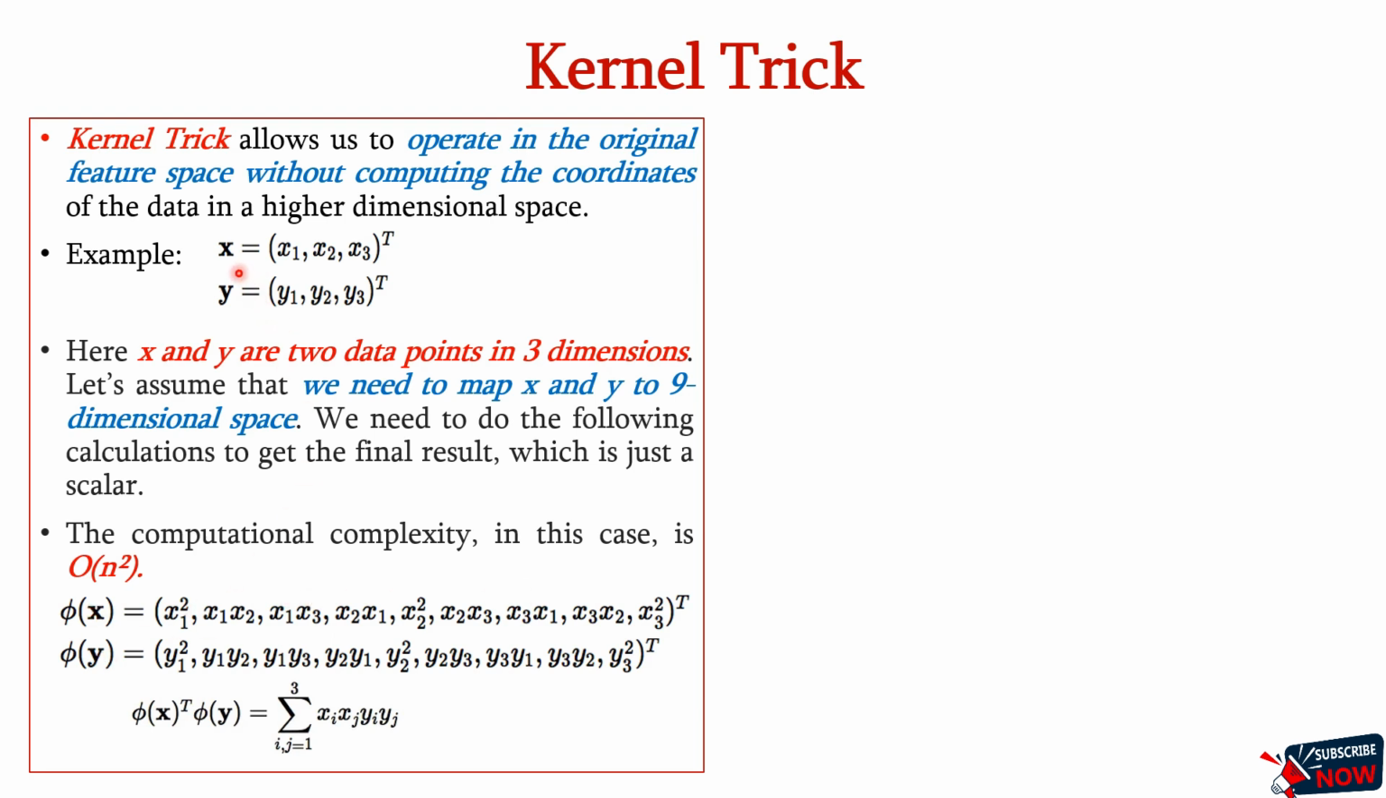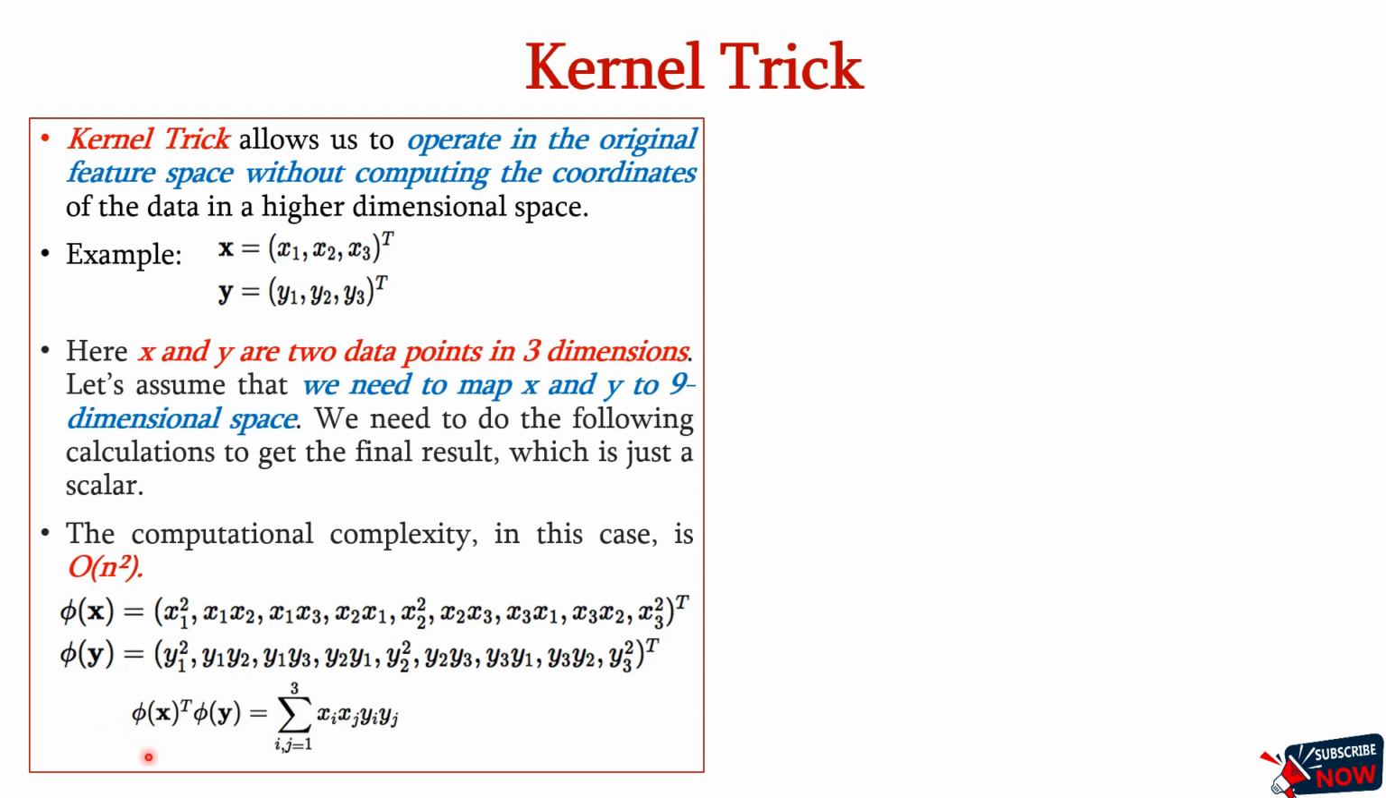So we can represent this x in 9-dimensional space as phi of x, which is written as x1 into x1, which means x1 square, and we can multiply x1 with x2 and with x3. And in terms of x2, we can write it as x2 into x1, x2 into x2 is x2 square, and x2 into x3. And in terms of x3, we can write it as x3 into x1, x3 into x2, and x3 into x3 is x3 square. In the same way, we can represent phi of y.